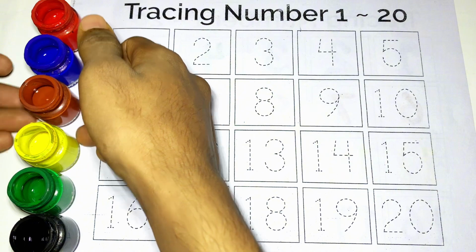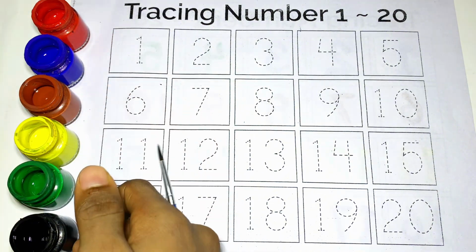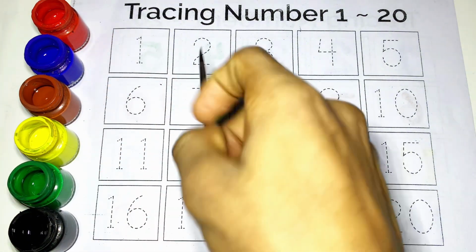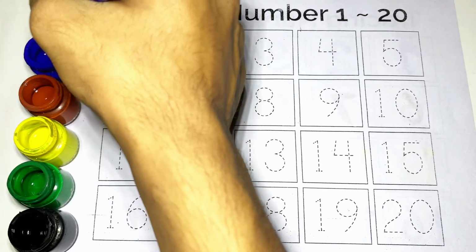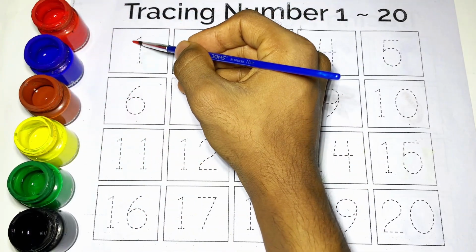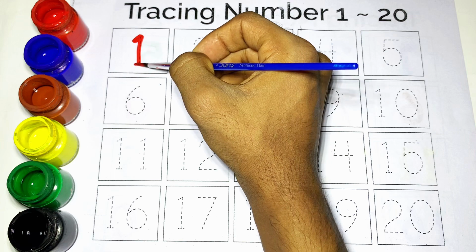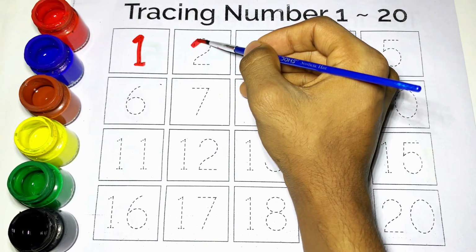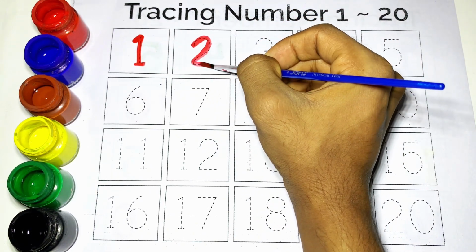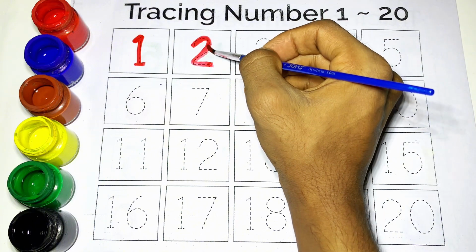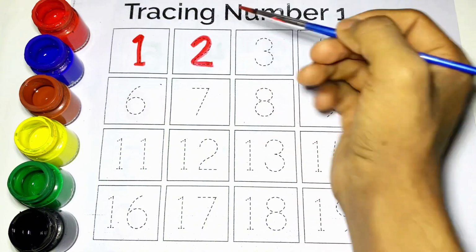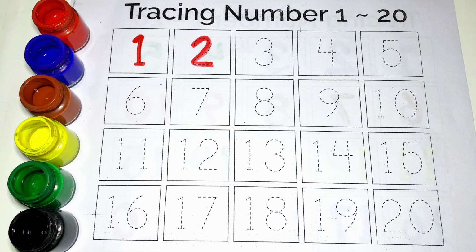Kids, first you draw 1, the number 1, and use red color. O-N-E, 1. 2, the number 2, and again use red color. T-W-O, 2. Kids, now you do 3, the number 3, and use blue color.